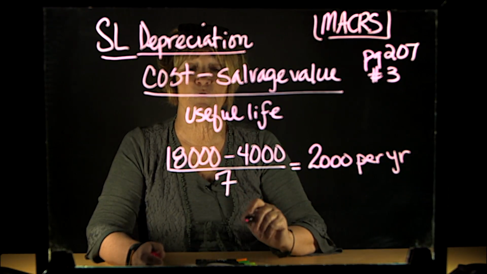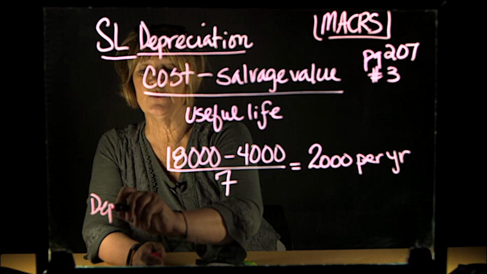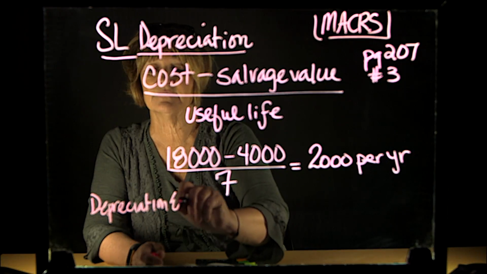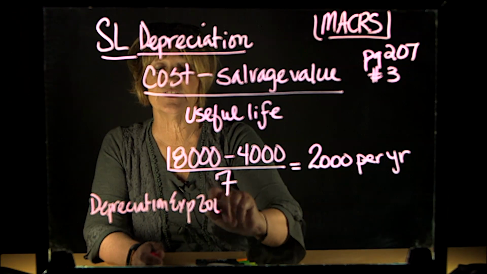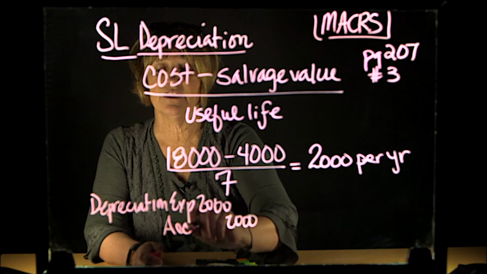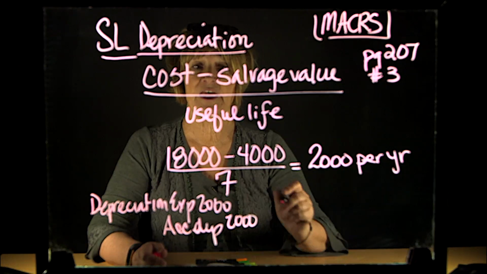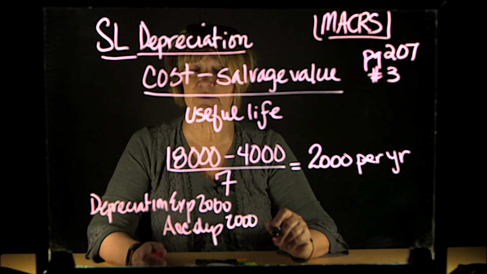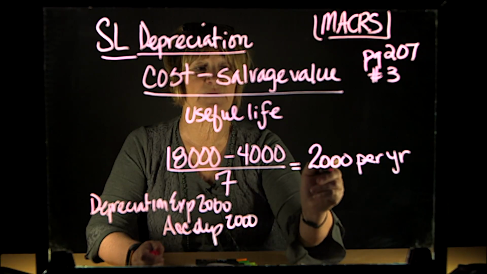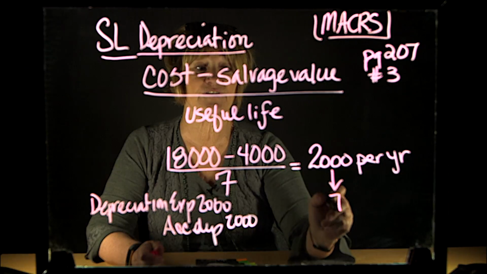If you were to book that, based on what you know about adjusting entries, you would debit depreciation expense for $2,000, and you're going to credit accumulated depreciation. Up to this point, the book just gave you the $2,000. Now you can compute the $2,000. Also note that this is going to be done $2,000 per year for 7 years.